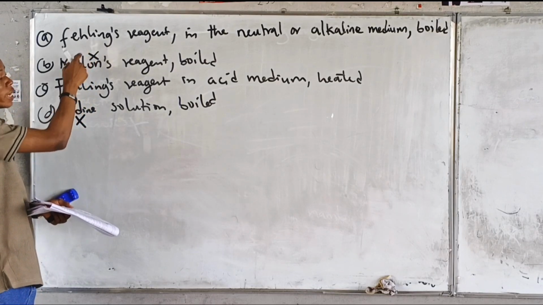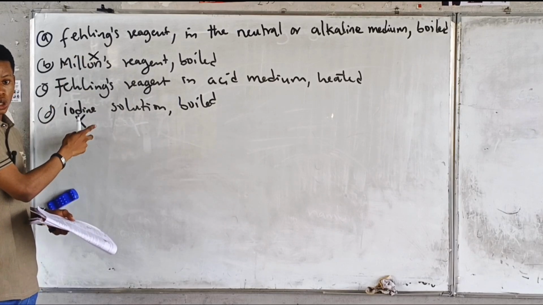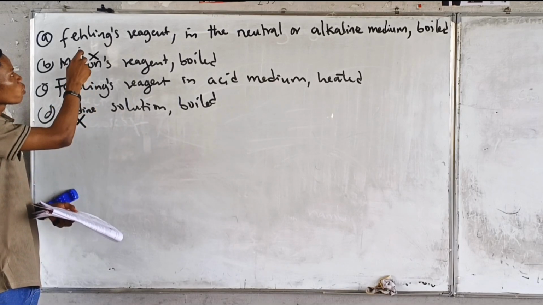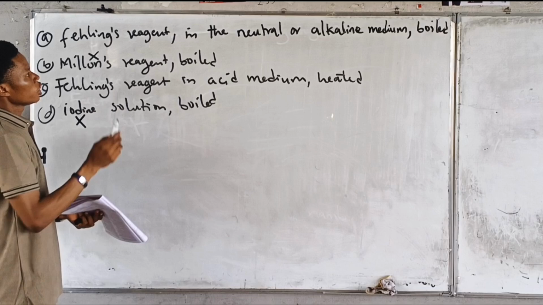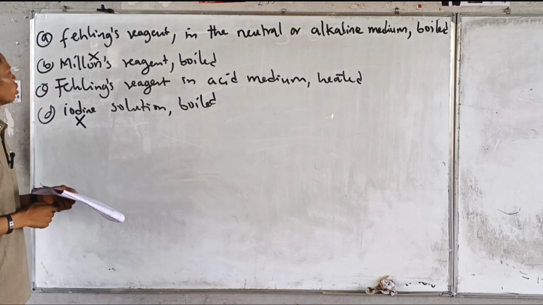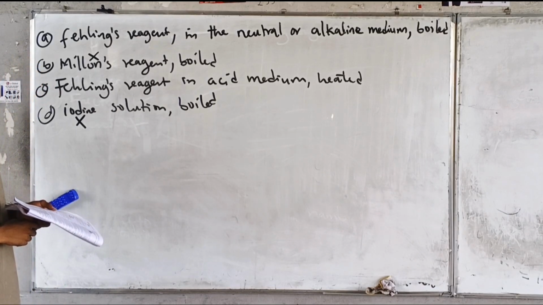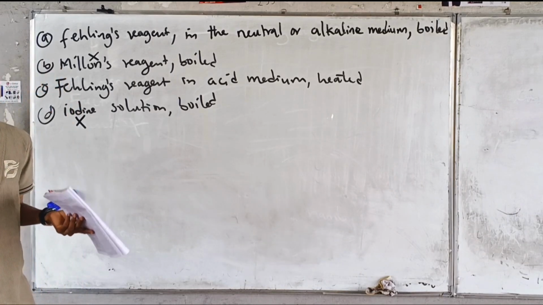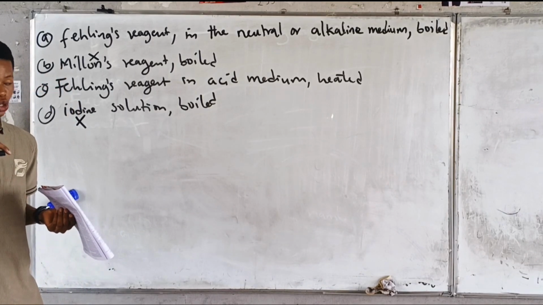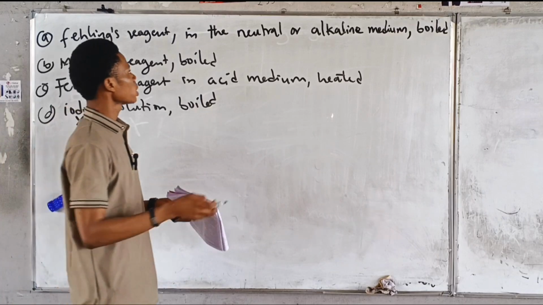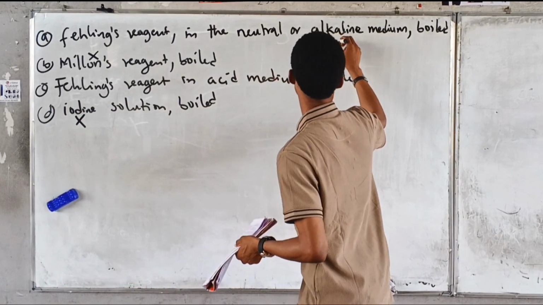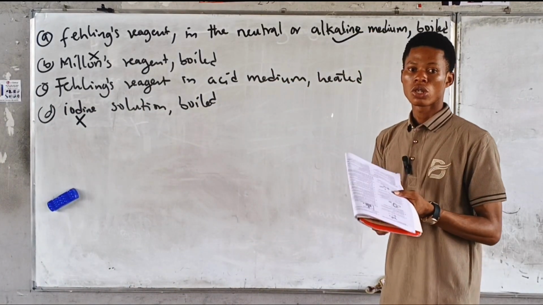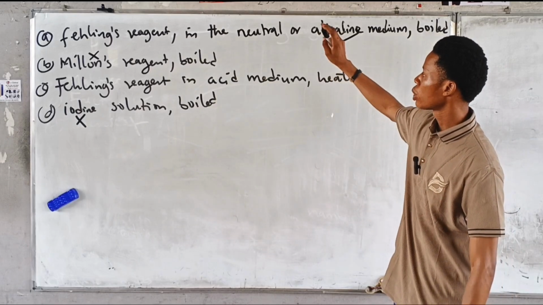So you are left with A and B. You see, you've eliminated two. You are left with A and B. Fehling's reagent in neutral or alkaline medium, Fehling's reagent in acidic medium, heated. Now, the best medium. We already know that Fehling's reagent is the answer, right? But which medium? The best medium for that test is neutral or alkaline medium, not acidic, which is void. So the answer to the question is A.